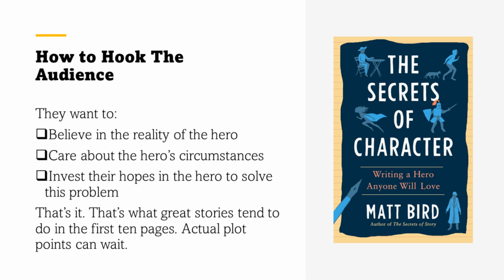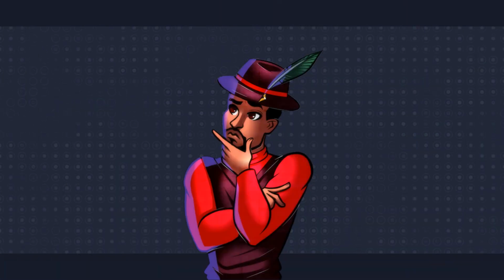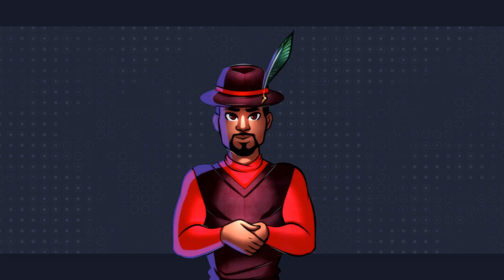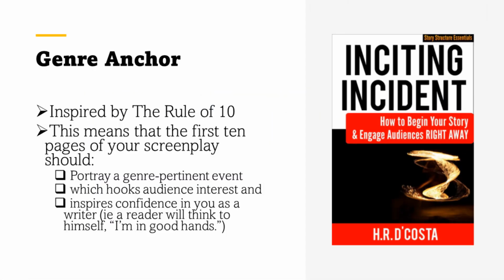We'll address BCI, believe, care, and invest, in greater detail at the end of this video. What I'm more concerned about exploring from here on are the other 2 routes you can take. The key to deciding if you want to go those routes depends on the genre, which brings us to the concept of genre anchors. Genre anchor is a term I created that's inspired by the rule of 10 from the world of screenplays. The rule of 10 states that the first 10 pages of a screenplay should contain a genre-pertinent event that hooks audience interest and inspires confidence in you as a writer.